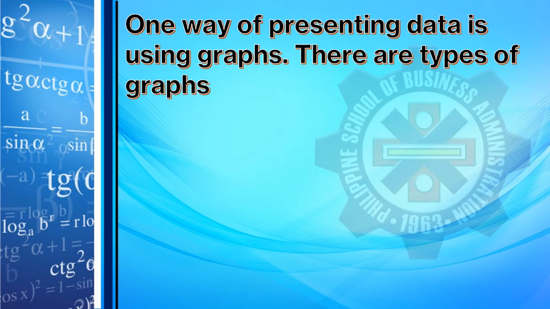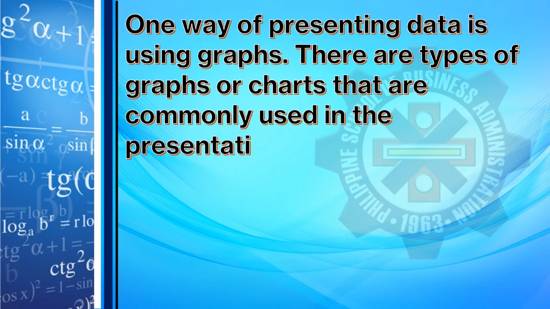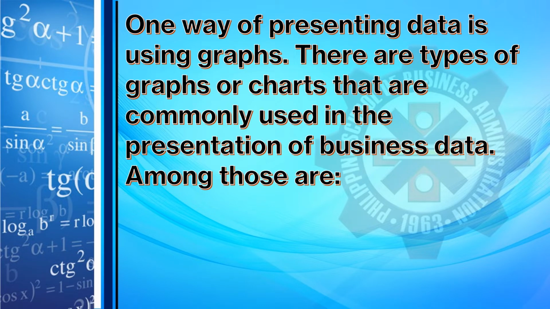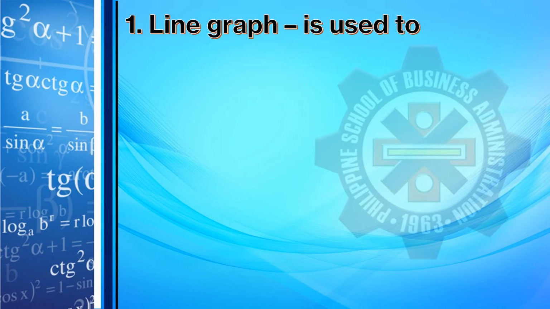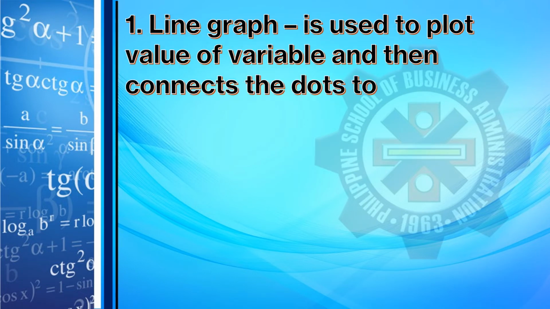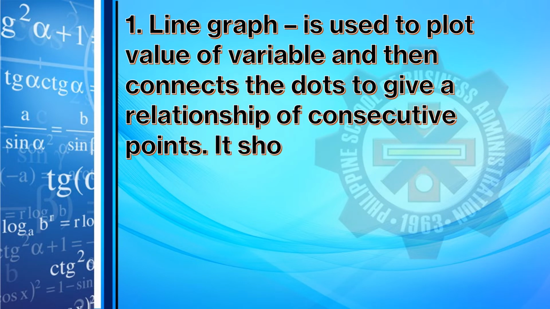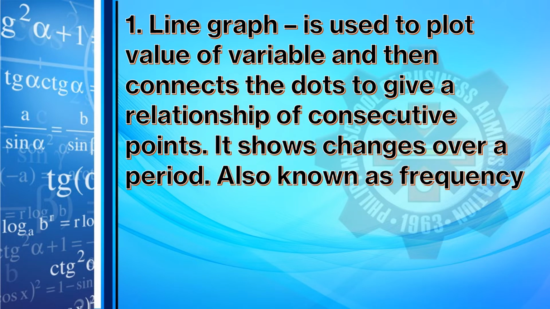One way of presenting data is using graphs. There are types of graphs or charts that are commonly used in the presentation of business data. Among those are, number one, the line graph. The line graph is used to plot the value of a variable and then connects the dots to give a relationship of consecutive points. It shows changes over a period and is also known as a frequency polygon.